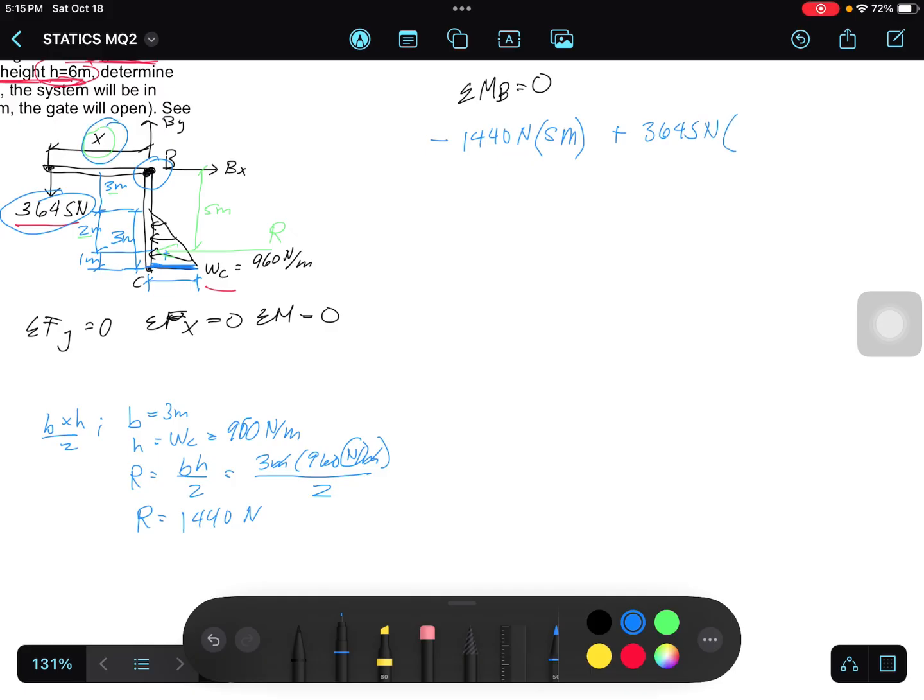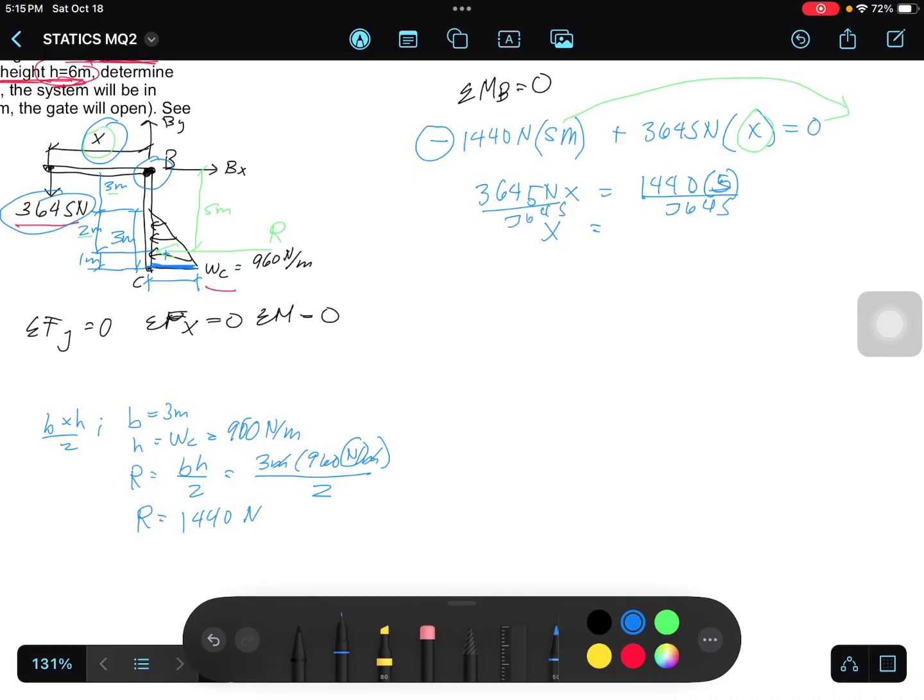Moment arm niya is yung missing natin na X. So, wala nang ibang force. So, equal to 0. We need to find X. So, let's isolate X. Lipat natin to sa kabila. So, 3645 Newton. X is equal to 1440 times 5. Okay, wala na. So, naging positive na to since nag-transpose tayo. So, divide mo yan. So, divide both sides 3645, 3645. Our X is equal to 1440 times 5 divided by 3645.